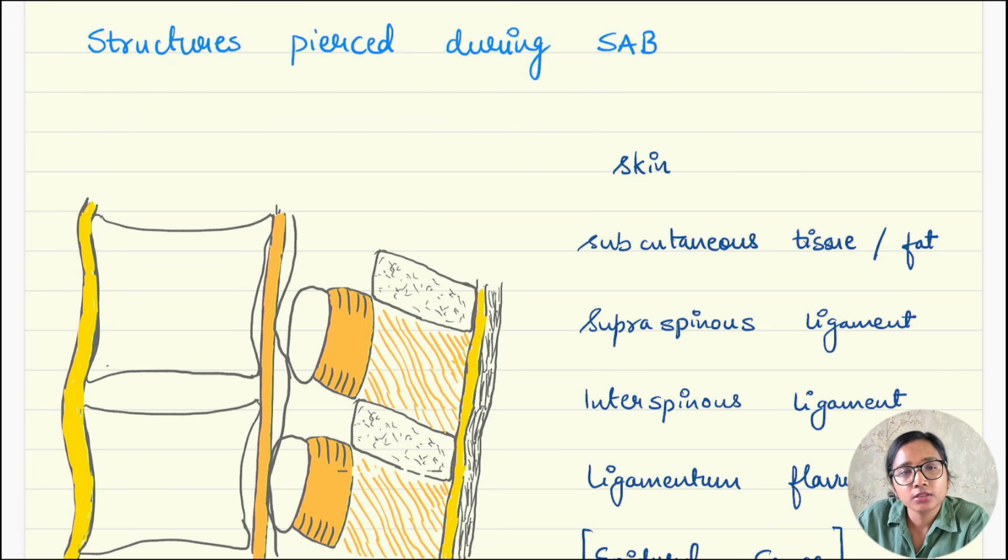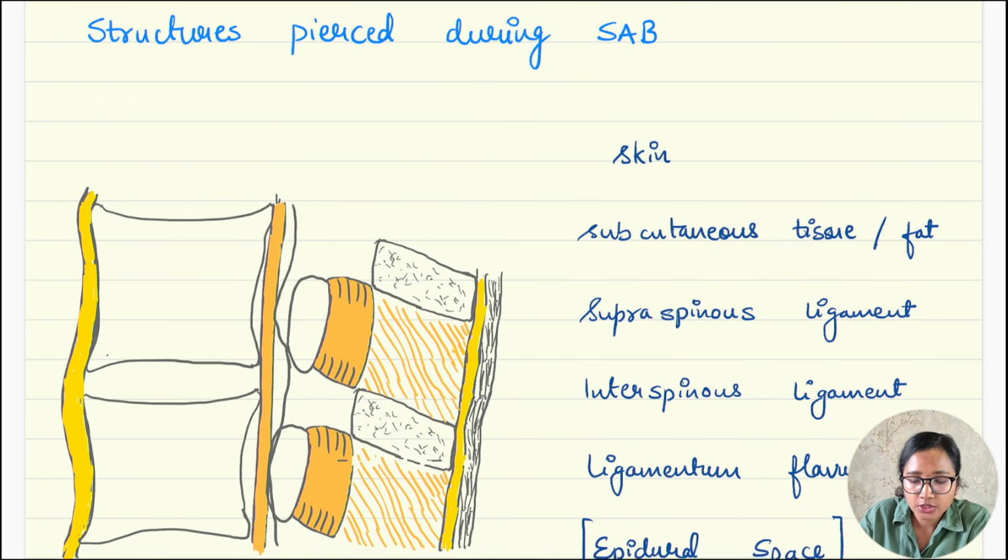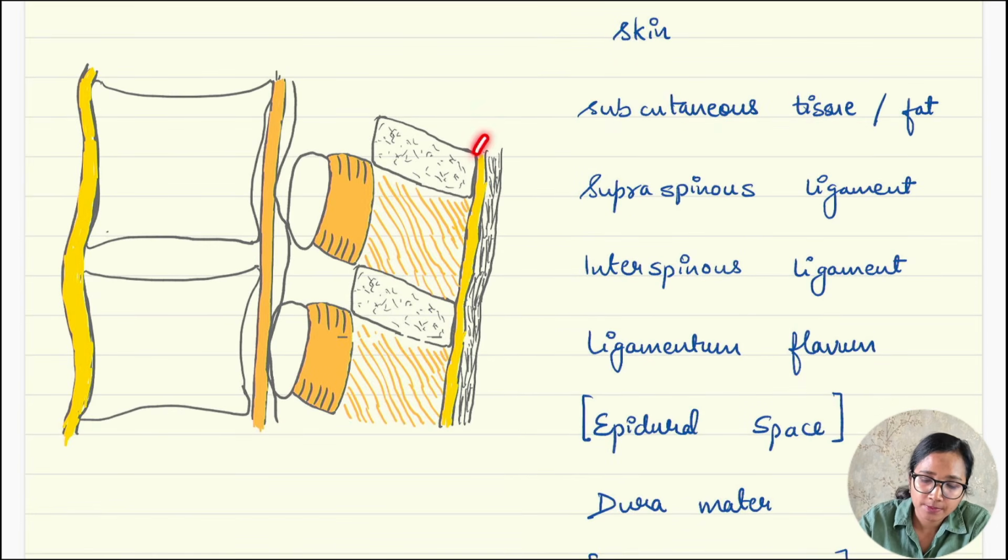As we hit the skin with the needle, the skin is pierced, followed by subcutaneous tissue or fat, which is followed by the supraspinous ligament, which lies just above the spinous processes. The supraspinous ligament is followed by the interspinous ligament, which lies between 2 spinous processes. And after this, we get a pop by piercing the ligamentum flavum, which is a hard structure. That is why we get a pop.